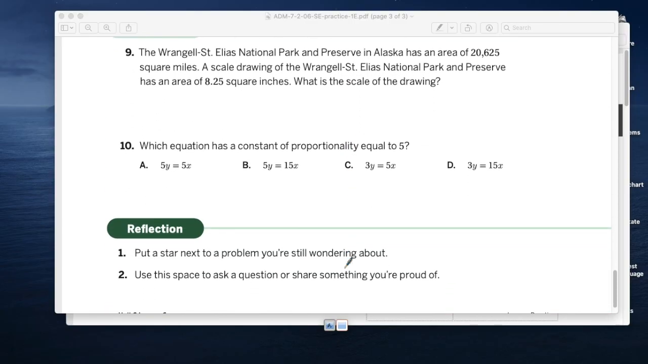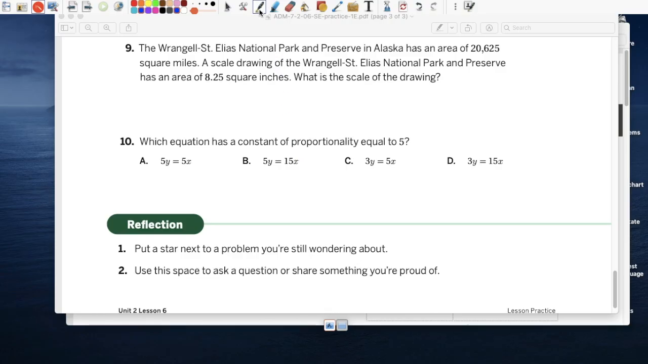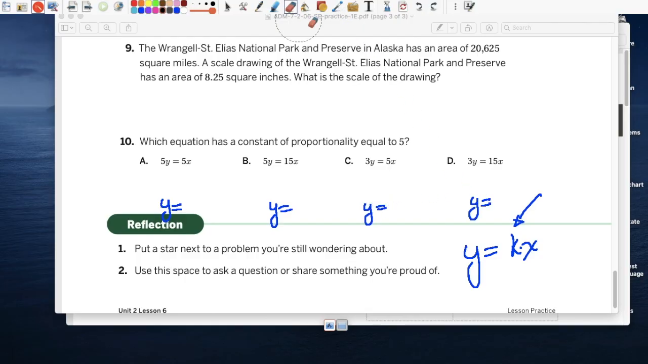Okay. Which equation has a constant of proportionality equal to 5? Okay. Remember, the constant of proportionality is like this, right? So here's my constant of proportionality, the number that we multiply all the x values with. So which of these has a constant of proportionality of 5? In order to find that, we've got to change each of these equations so they all look like this. But we've got to do a few things in order for them to look that way.